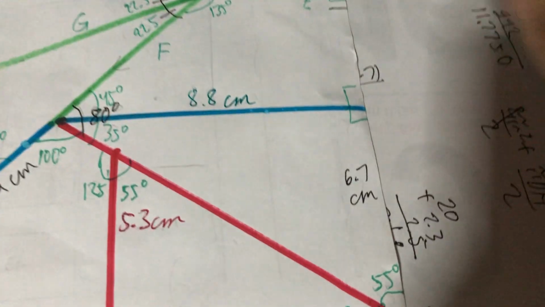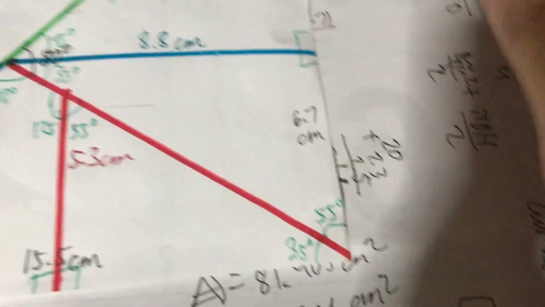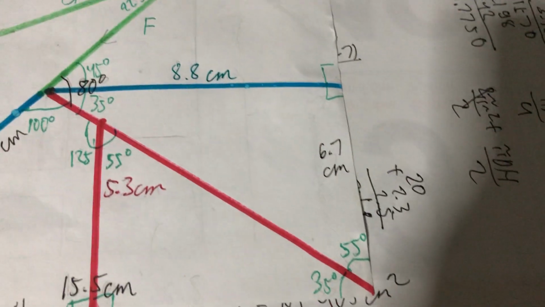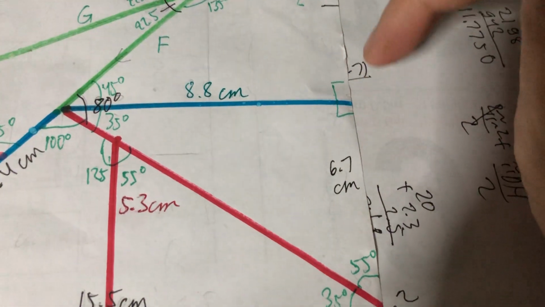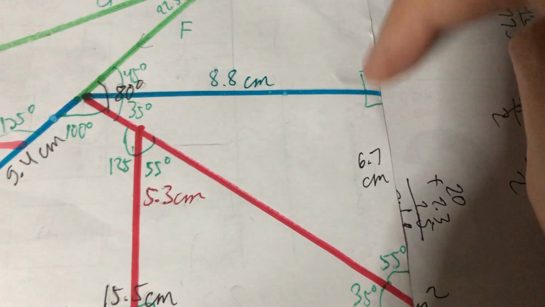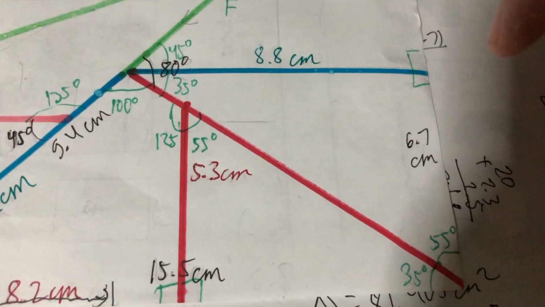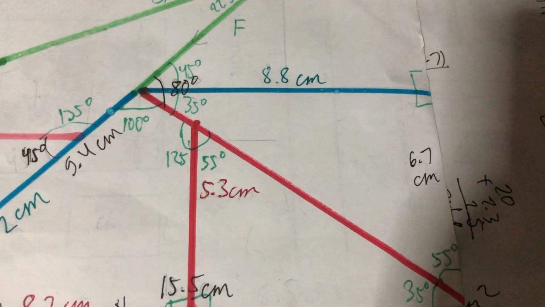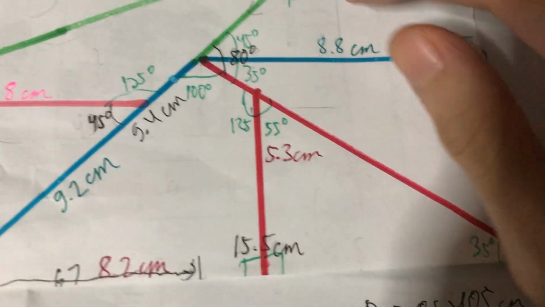We have a right triangle here. So we have a right triangle here that measures, ano to? 8.8 cm, 6.7. So we can solve for the area right away. So to solve for the area of this right triangle that's in the trapezoid, the medium one, we can just do 6.7 times 8.8 divided by 2. Right? So ganito yung mangyayari.